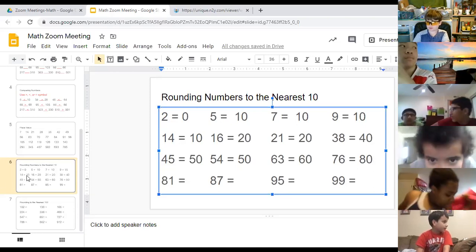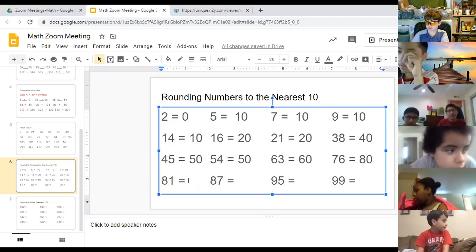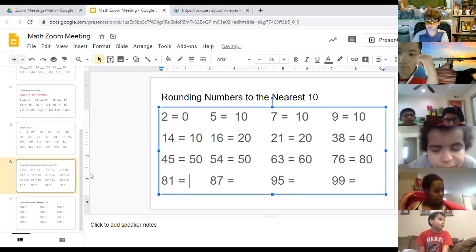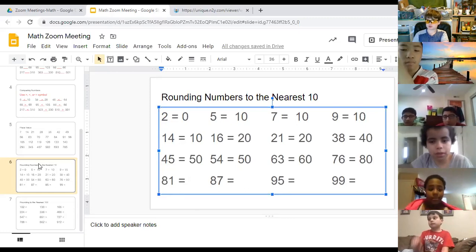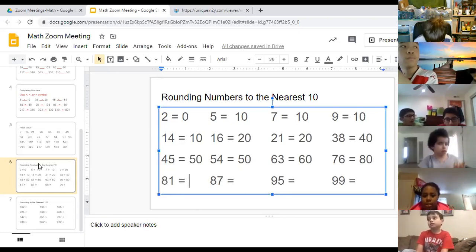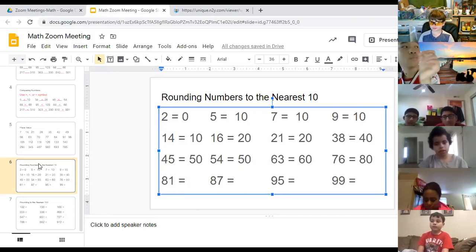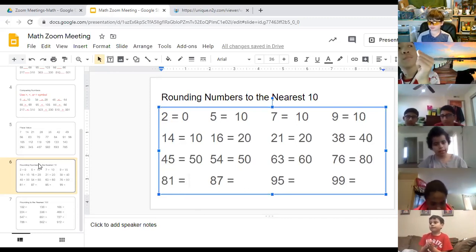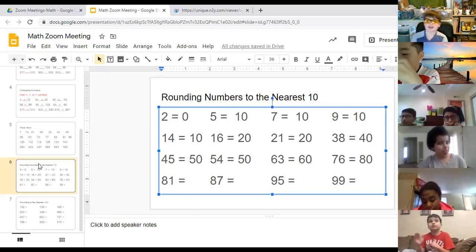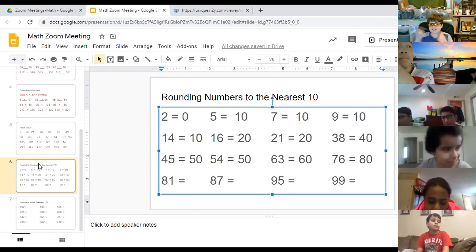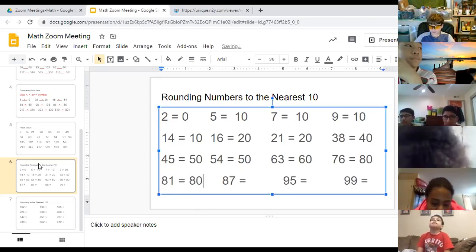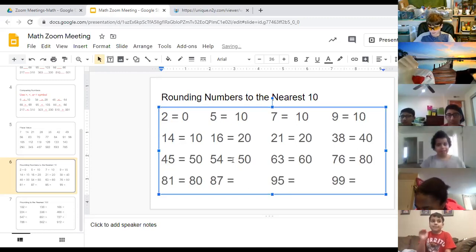Okay? Next, 81. Okay, Elijah, your turn now. What if we round 81 to the nearest 10, what happens to 81? Does it become 80 or 90? 80. Okay, because it is closer to 80 than 90, and 81 is below the midpoint or halfway point. So it is 80. All right, good job.